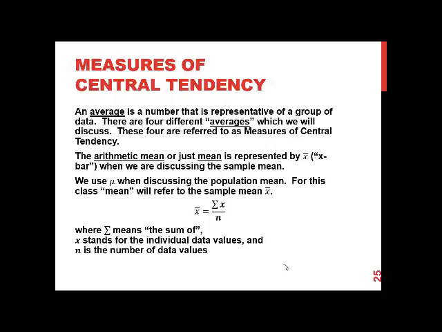The X bar is calculated just by taking the average. You take the sum of all the pieces of data, and then you divide by the number of pieces of data, just like if you were averaging your grade in a class.